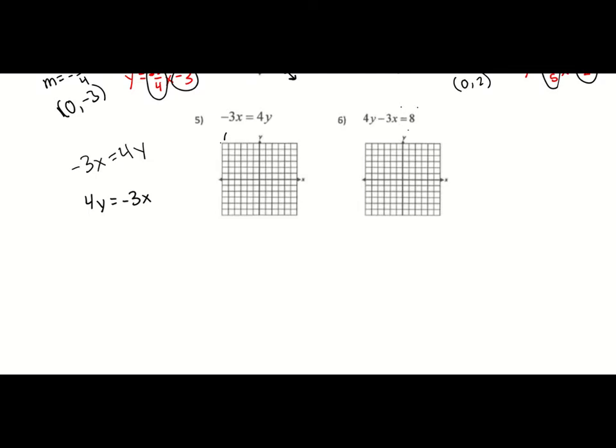And then to get rid of that 4, I have 4 times y. I'm going to divide both sides by 4. That gives me 1y on this side and negative 3 over 4x on this side. So now my slope is my number in front of x, negative 3 over 4. My y-intercept, there's no number there, so that makes it 0. (0, 0) is my y-intercept. Then I'm going to go down 3, 1, 2, 3, and over 4. 1, 2, 3, 4.